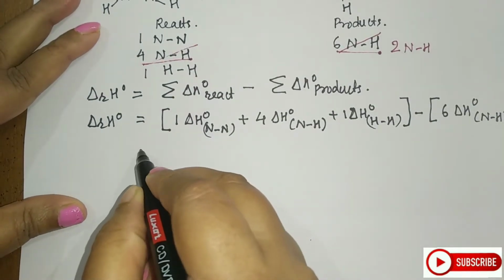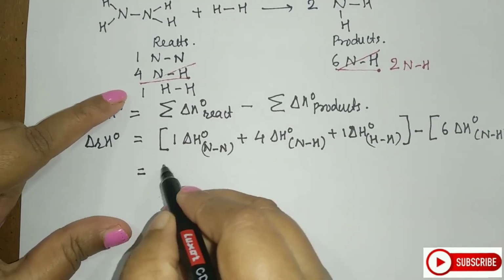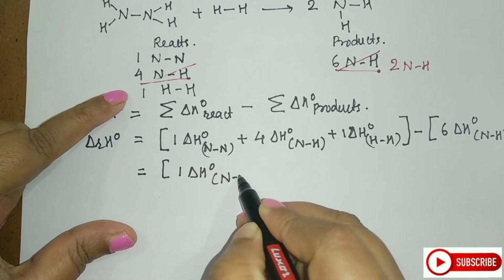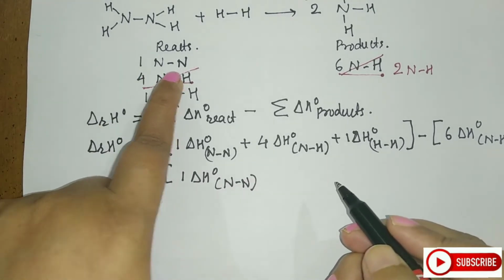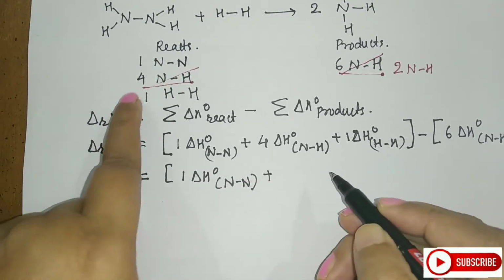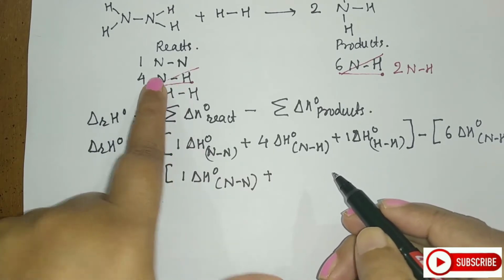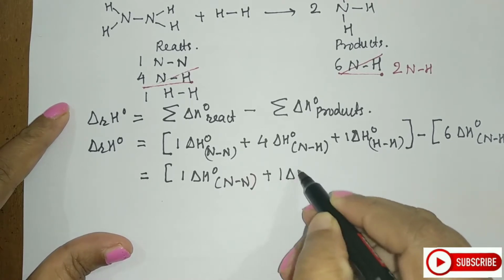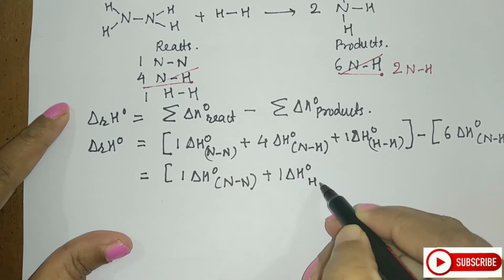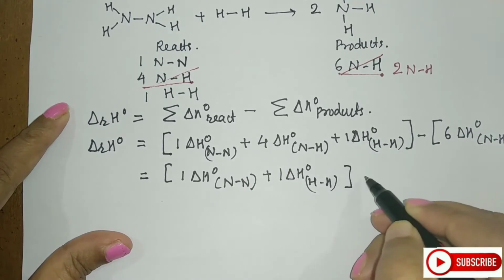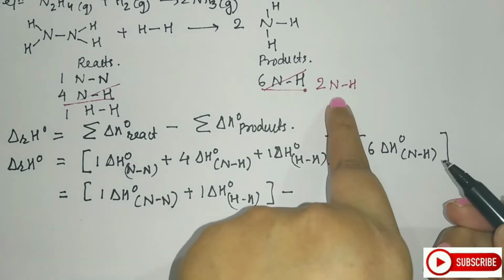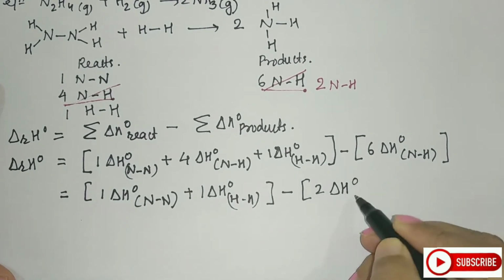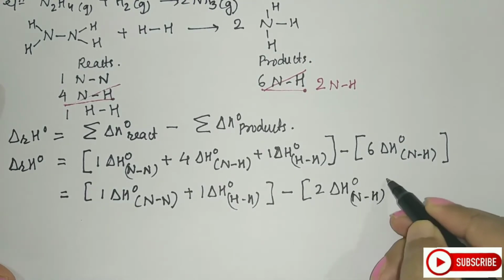So now you will write this again. What will it be? It will be 1 times the nitrogen to nitrogen bond enthalpy, because this remains as it is. Plus, the NH term we are skipping because it gets cancelled, so I will not include it. I will write only the H-H bond enthalpy, minus, now out of 6 only 2 are remaining, so 2 times the standard enthalpy of NH bonds.